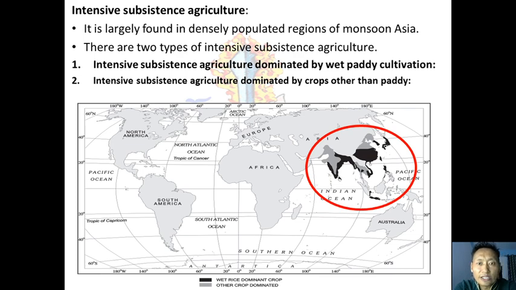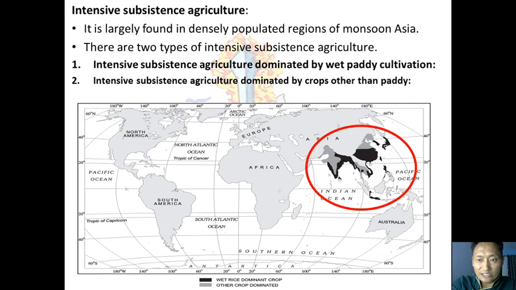So this type of agriculture is further divided into two. Intensive subsistence agriculture dominated by wet paddy cultivation, and the second is intensive subsistence agriculture dominated by crops other than paddy. So here we need to know what is meant by intensive. We already know what is meant by subsistence, right? Subsistence means cultivation of crops that is done mainly for self-consumption, not for commercial purposes. So here they have added one word, that is intensive. So what is meant by intensive? Here intensive means intensive use of agricultural land.